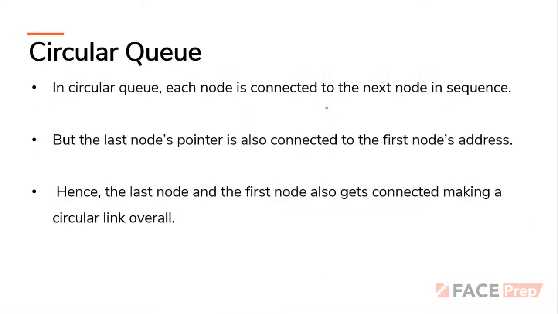Which is called circular queue. What is the meaning of circular queue? It is where the front part and the rear part are connected together. So when both front and back are connected, that is called circular queue. In a circular queue, each node is connected to the next node, but the last node's pointer is also connected to the first node's address. Hence, the last node and the first node also get connected, making a circular link overall.